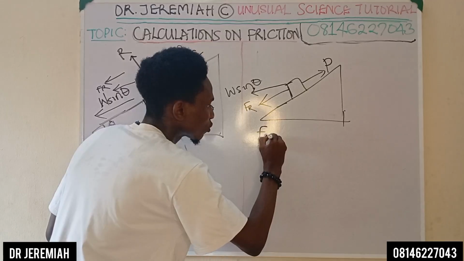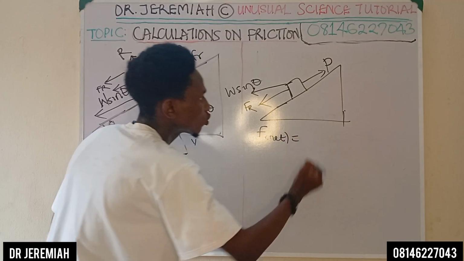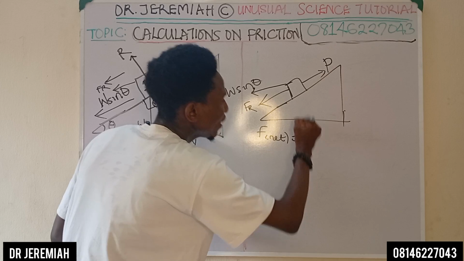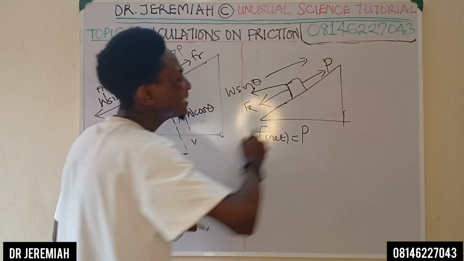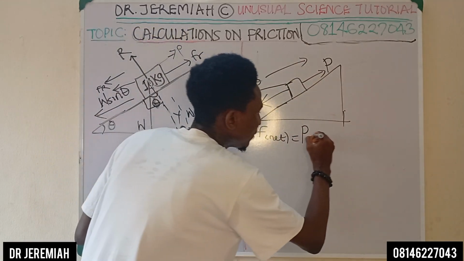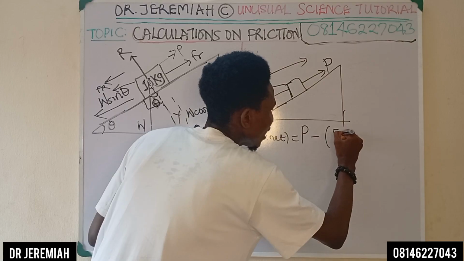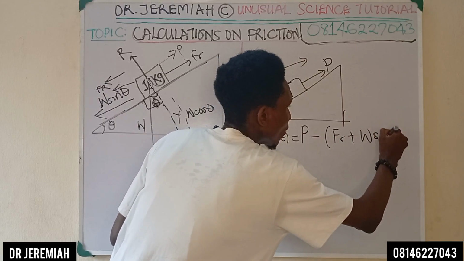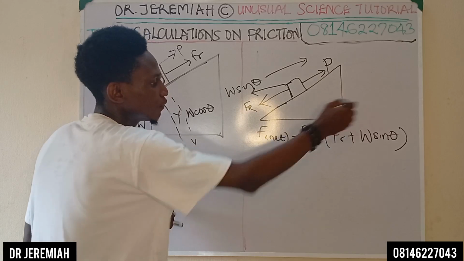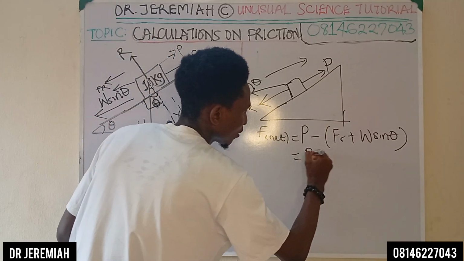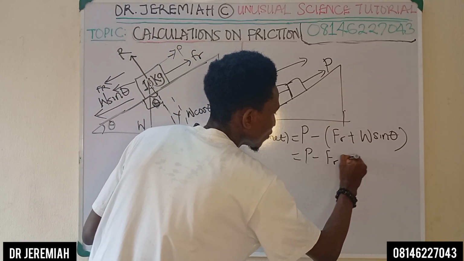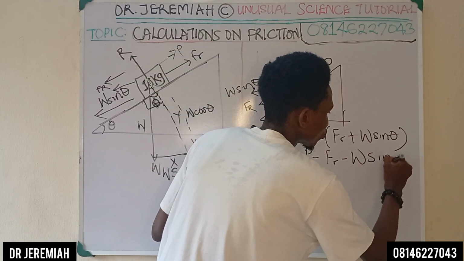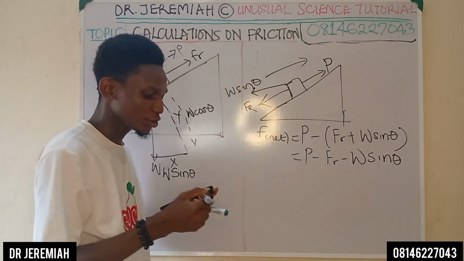Net force equals, the body is moving up the plane. So you have pulling, always know the direction of the body. Since the body is pulled up, it means it's P minus (FR plus W sin theta). Why I put it in brackets, you know that both of them are going to carry a negative sign. Yeah, so we're going to do P minus FR minus W sin theta, and you have gotten your answer.